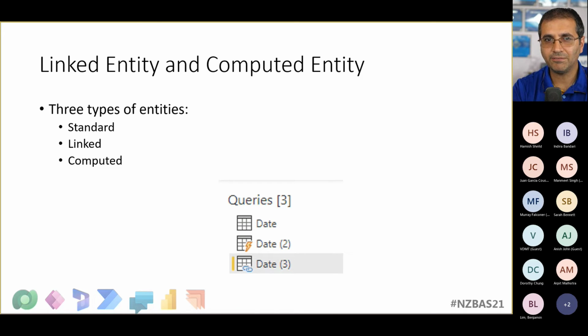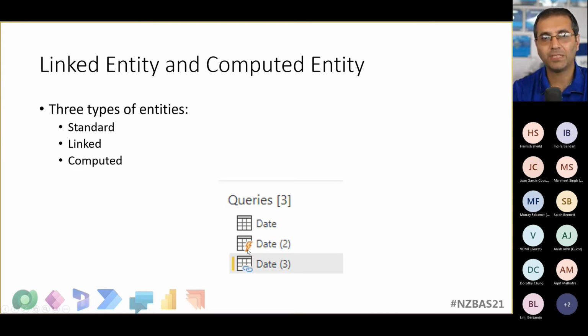A computed entity is an entity that is created from other entities. If I have a product table and a product category table merged together to build a third table, that table is a computed entity. It comes with that lightning icon beside it.